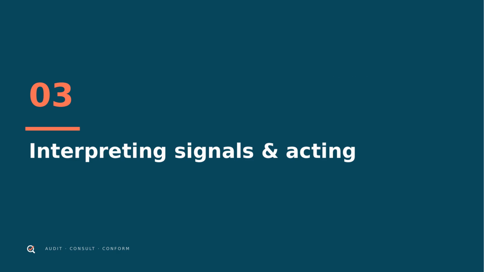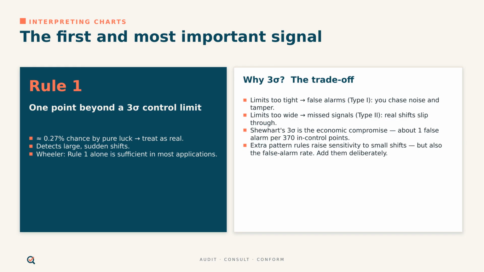You can build a chart now. The next skill is reading what it's telling you. The most important signal is the simplest. 1 point beyond a 3 sigma control limit. In a stable process, there's only about a 0.27% chance of that happening by pure luck. So when you see it, treat it as real. It catches large, sudden shifts. And as the statistician Donald Wheeler noted, in most applications, that one rule alone is enough.